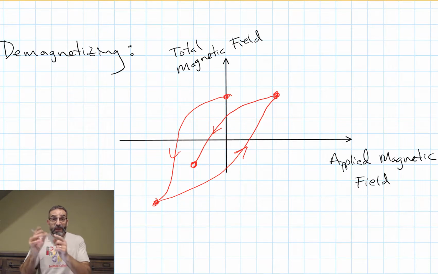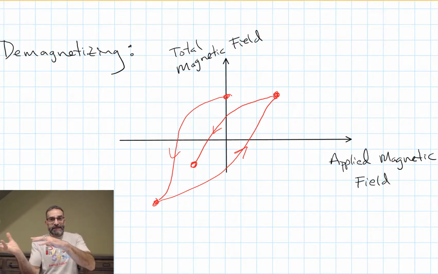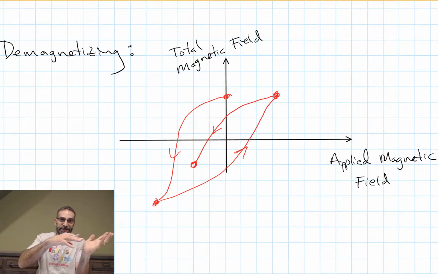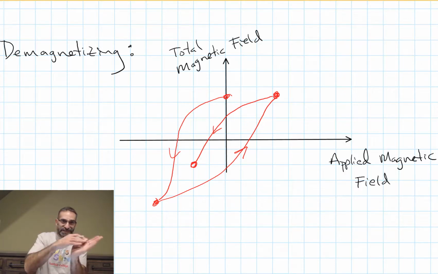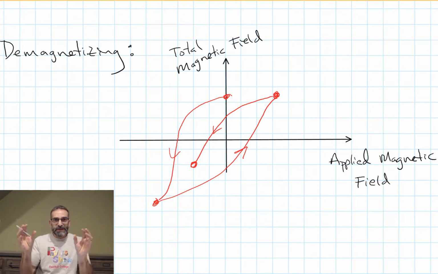So every time it causes domains in our piece of iron to flip, we're leaving some behind. We cause a whole bunch to flip. Then, let's say we cause 10 to flip this way. Then we cause 8 to flip this way. Then we cause 6 to flip this way. Then we cause 4 to flip that way. Each time we reduce the number that flip. And when we're all done, what are we left with? Randomly oriented domains, no permanent magnetism.